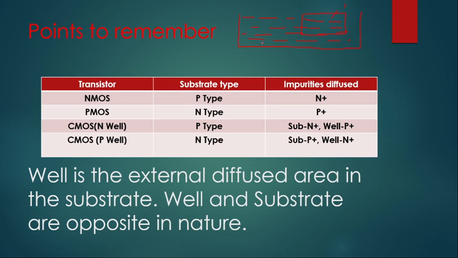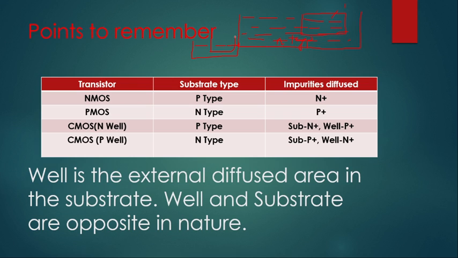So a well is basically an externally diffused area in the substrate, and the condition is that if the substrate is N type, then the well should be P type. Because if both are the same, then there will be no difference. It is like in a bucket of general water you have added some Bisleri water; their nature is the same, so they cannot be distinguished easily. Similarly, this is the concept of a well that comes into CMOS.